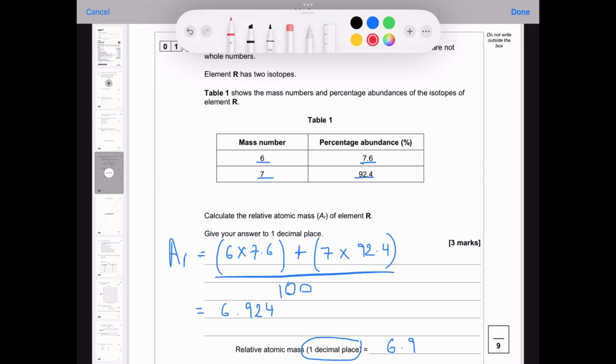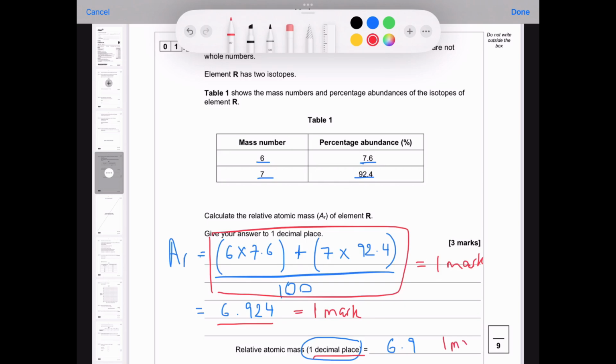Now let's see how we can get those 3 marks. So your first mark is by actually writing out the relative atomic mass formula, the numbers that you need to sub in, okay? That gets you 1 mark. And the second mark is the 6.924 that we got. So the answer that you get by subbing it in into the calculator, okay? That gives you 1 mark. And then finally, you get 1 mark for the actual answer, which they wanted to 1 decimal point, 6.9.